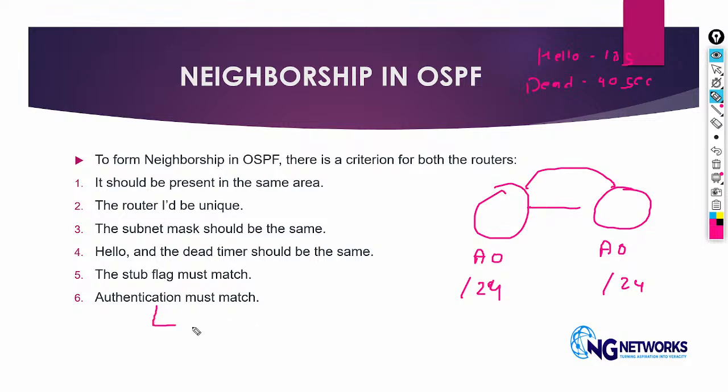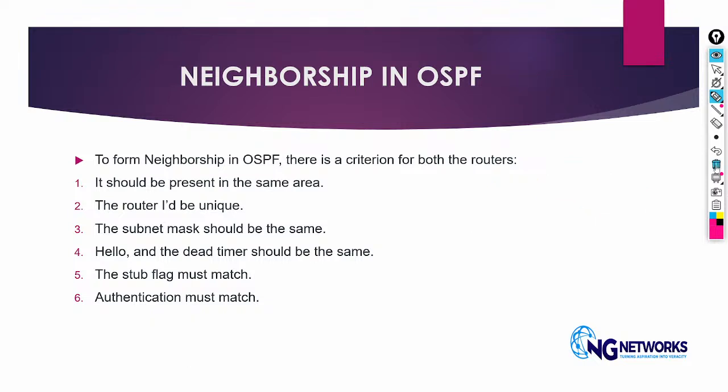There are two types of authentication. One is plain text and the other one is MD5 authentication. So if I'm using plain text, both the routers should have plain text authentication. If I'm using MD5 authentication, both the routers should be using MD5 authentication. This is the criteria to form a neighborship when I'm having two routers.